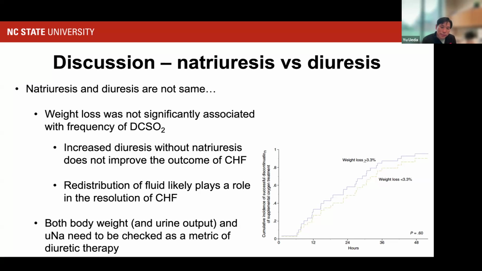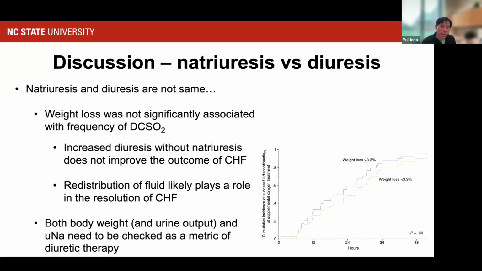But sometimes they improve with natriuresis without weight loss and without improved urine output, because maybe redistribution of fluid within the intravascular, interstitial, and intracellular space plays a role in the resolution of congestive heart failure, not only the increase in diuresis with an increase in urine output in these patients after the diuretic administration.